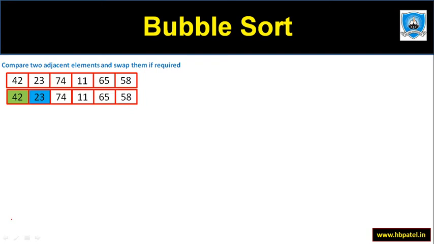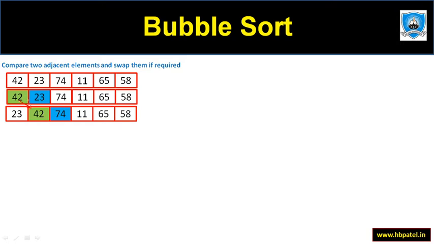So let us start doing it. First, 42 and 23, we compare them. Because I want the maximum to be on the right hand side, I'll be pushing the maximum on this side. So if 42 is greater than 23, I'll be pushing it. So I have shifted 42 over here and 23 over here. So I have swapped them. Now let us compare this 42 with 74.